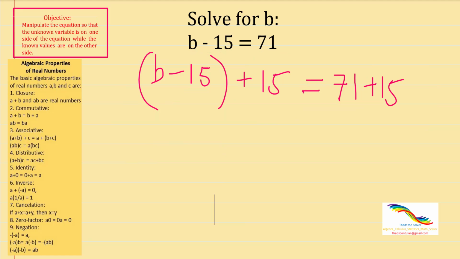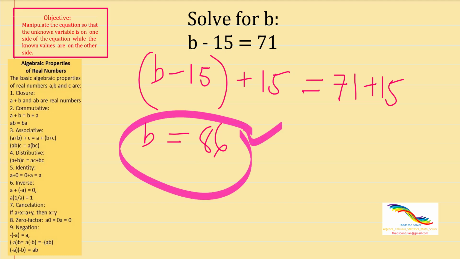So this now becomes b. Of course you know why that's b, because b minus 15 plus 15 is just b, and on the other side, 71 plus 15 is of course 86. So then that is our answer, 86, because you have already isolated the unknown variable on the left hand side and all the known values on the right hand side.